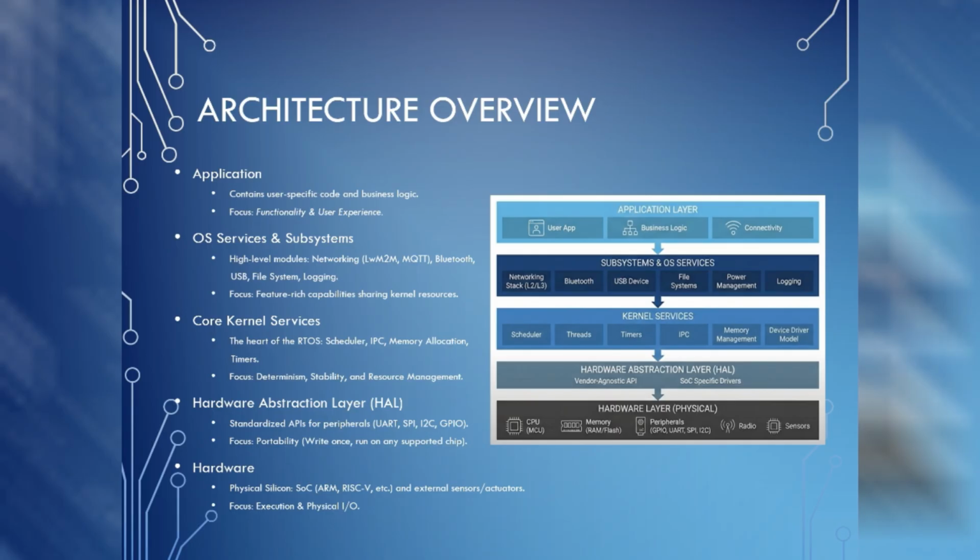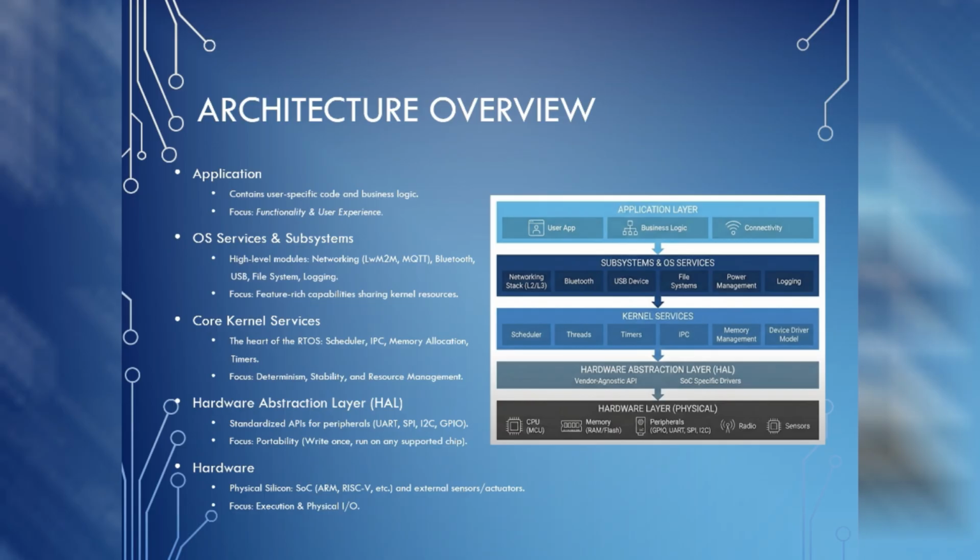Moving down, we have the hardware abstraction layer, or HAL. This layer is critical for Zephyr portability. It acts as a universal translator, providing standard APIs for peripherals like UART or SPI. This means if the underlying processor is swapped out, the application and the services code remain unchanged, only the HAL updates. And finally, at the foundation, we have the hardware layer itself.